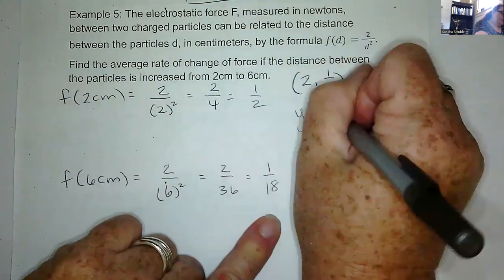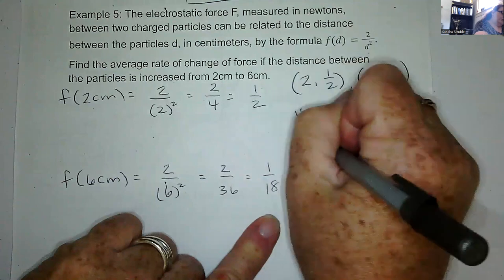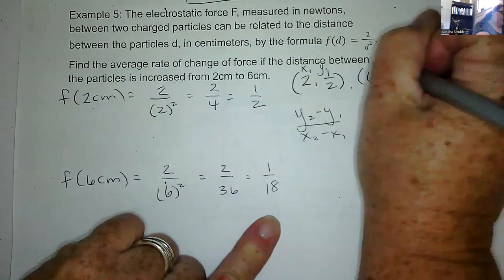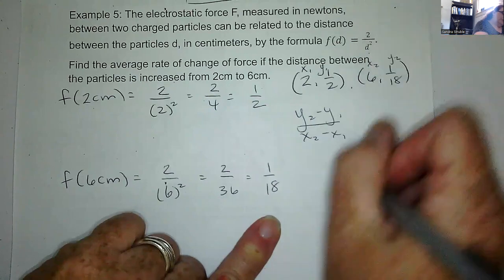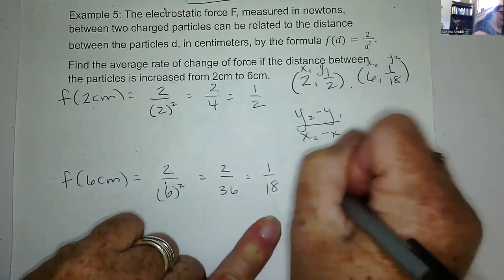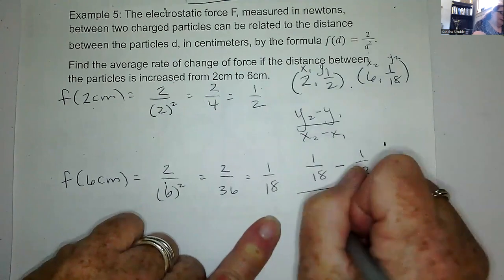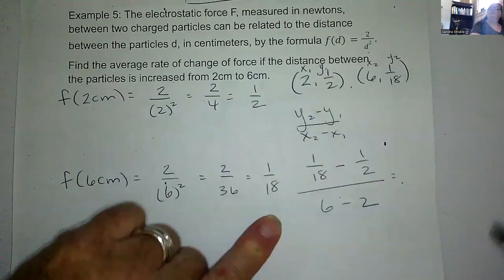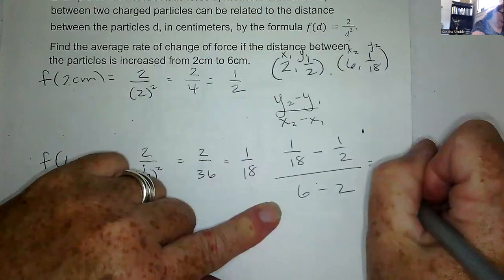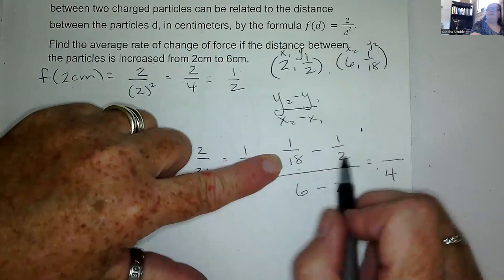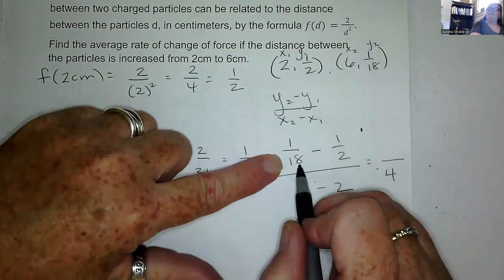Y sub 2 minus y sub 1 over x sub 2 minus x sub 1. I'm going to label my ordered pairs. X sub 2, y sub 2. So 1 over 18 minus 1/2 over 6 minus 2. Well, the bottom one's easy. That's just 4. The top one, in order to subtract these, we need to have a common denominator. So in this case, it's going to be 18.